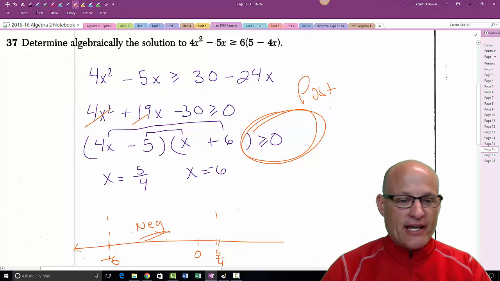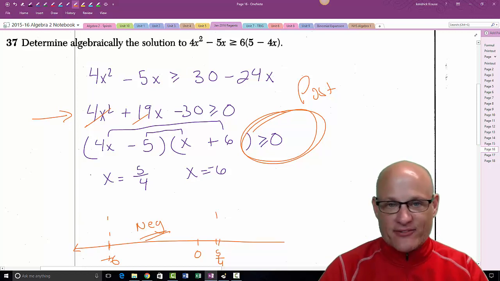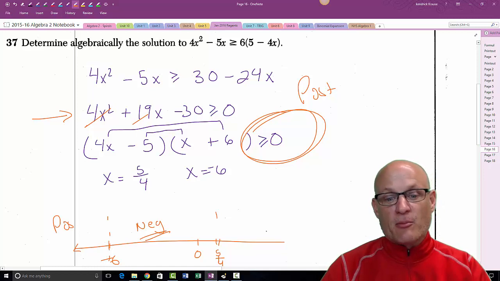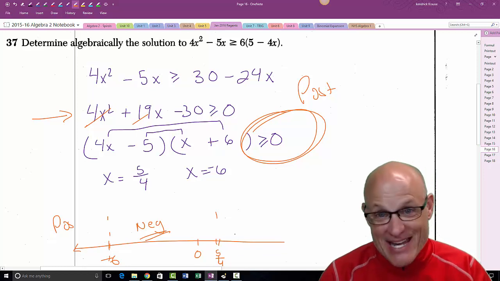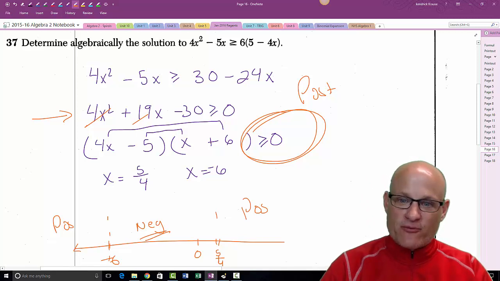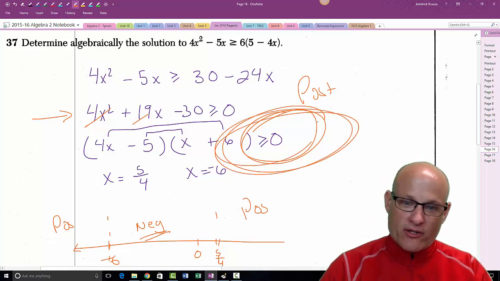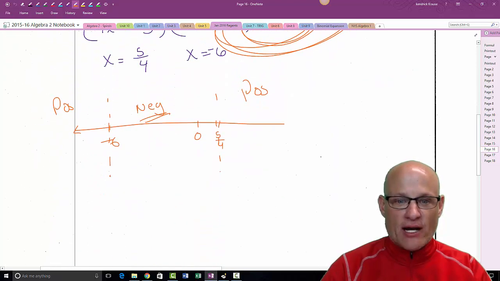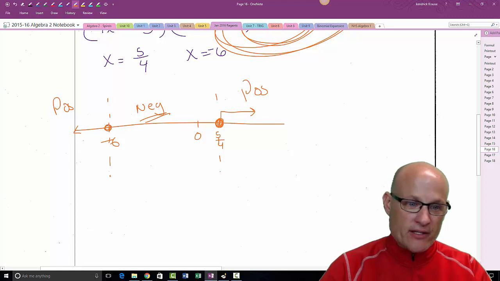If you plug in a number that's less than negative 6, like negative 10, this will end up being positive. If you plug a number bigger than 5/4, like 10 in there, this will end up being positive. And what are we looking for? We are looking for where it is greater than 0 or where it's positive. And it's got an equal to. So I'm looking here, going this direction, and here, going this way.